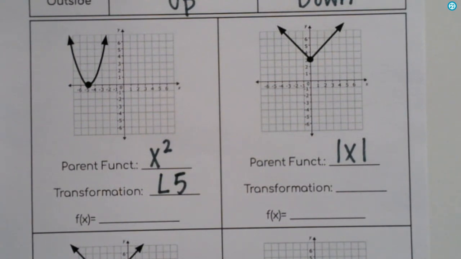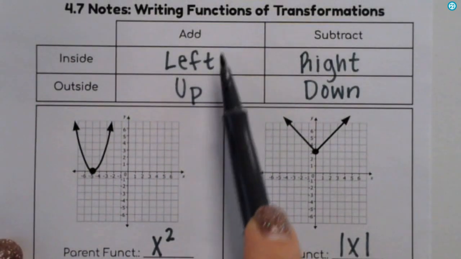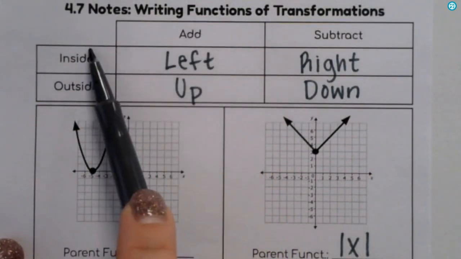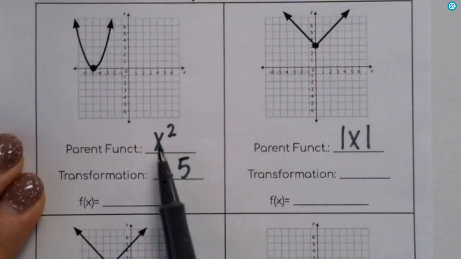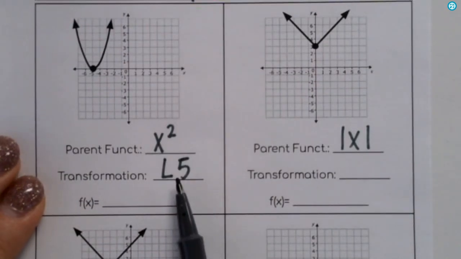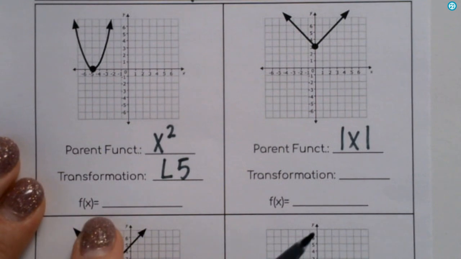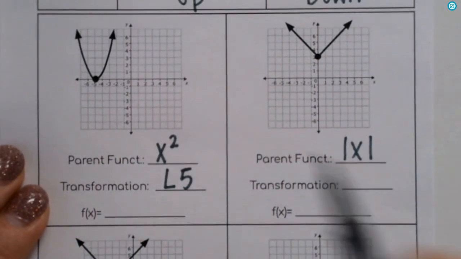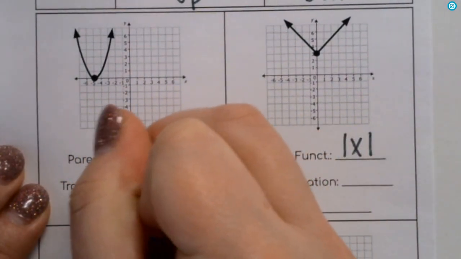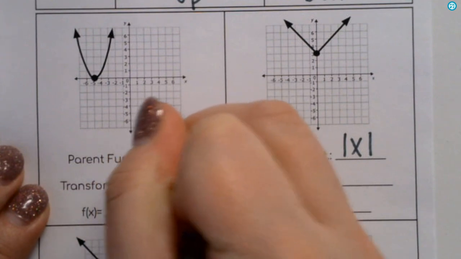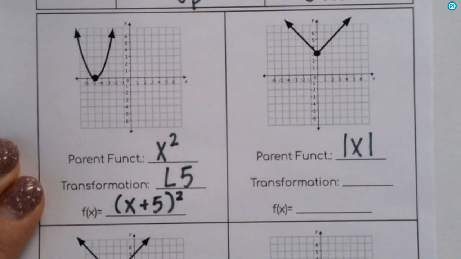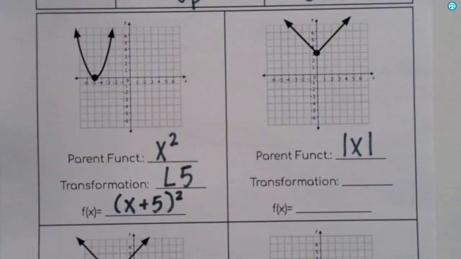So then to write an equation for that, from our little table, we know to move left, we have to add inside. So we're going to take an x squared function, and we're going to add 5 inside. So I've already got f of x equals down here. And then inside, we're going to add plus 5, and then we'll put our squared after. So it'll be x plus 5, and then the squared.